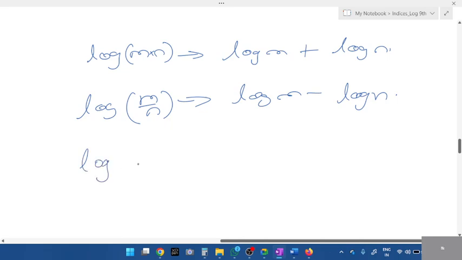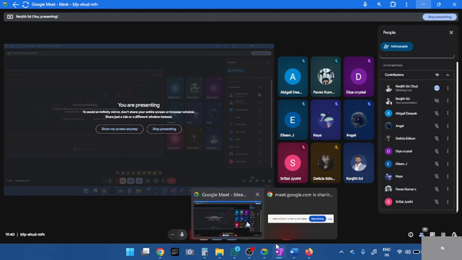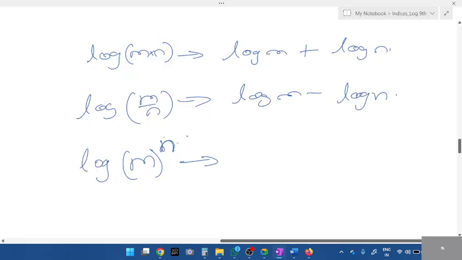Tell me the next one. Product law, quotient law, students. Power law. How do you solve power law? M to the power of n. Whenever we have a power, what happens to this power? I want Angel to answer. Angel, Dia, and Ananya, can these three students answer? Angel, Dia, and Ananya respond. This is power law, students.